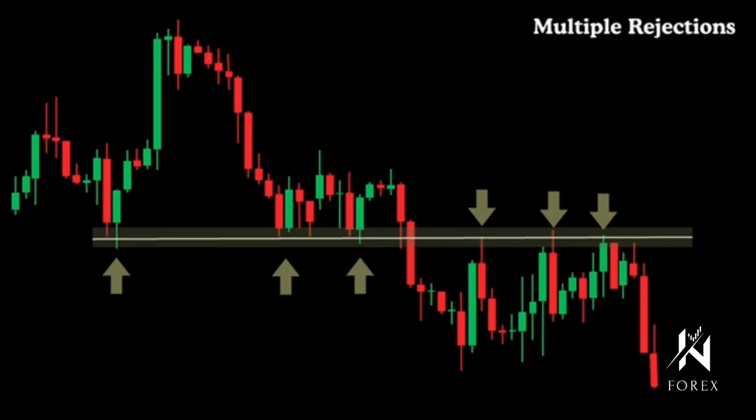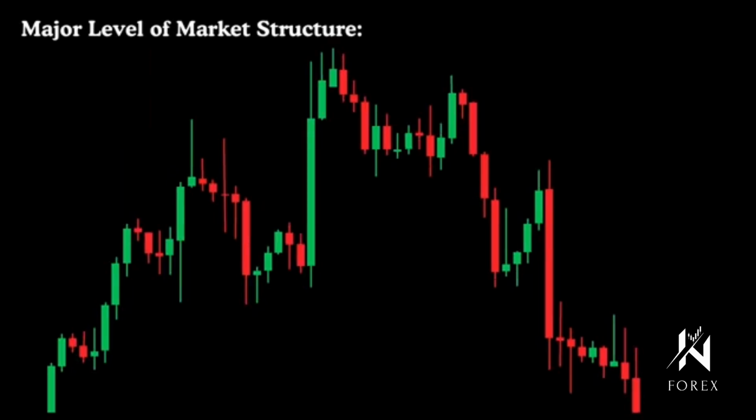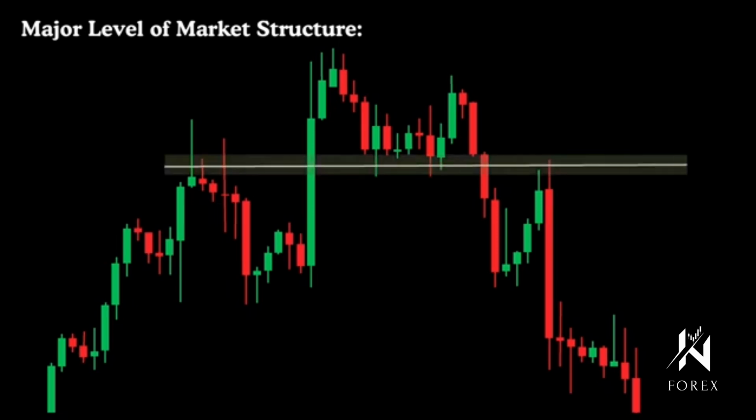Major levels of market structure. A major level of structure is a zone where three key conditions are fulfilled. It has faced multiple rejections, has functioned as both support and resistance, and has been recently respected by price action. When these factors align, we classify the area as a major structural level with a strong potential to trigger significant market reactions. The more criteria a level meets, the higher the probability of another rejection upon retest.